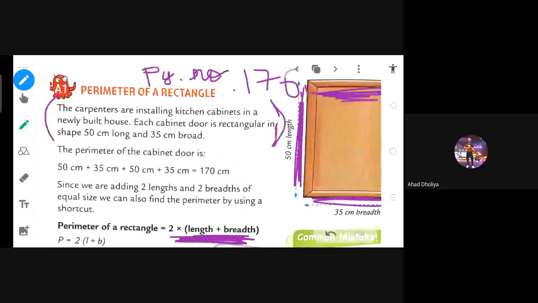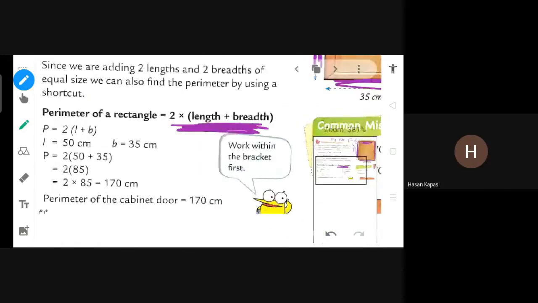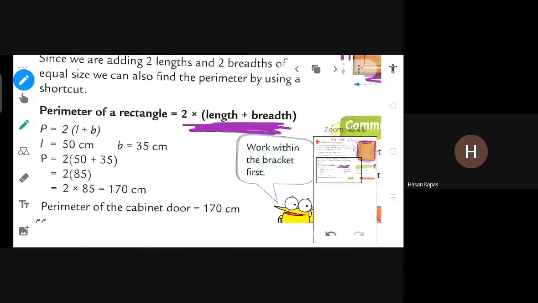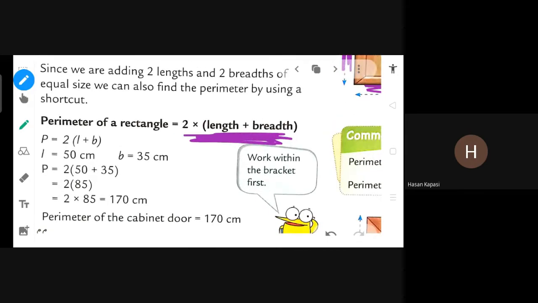That shortcut is, this 50 is the length. The shortcut is this formula. Yes, 50 is length. So in the perimeter of a rectangle, 2 multiplied by length plus breadth, we multiply 50 by 2. First we do not do the multiplication, first we do the addition of these two. So that I will explain, but you learn the formula. I am waiting for the student.